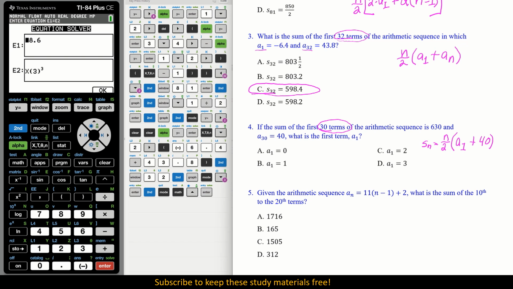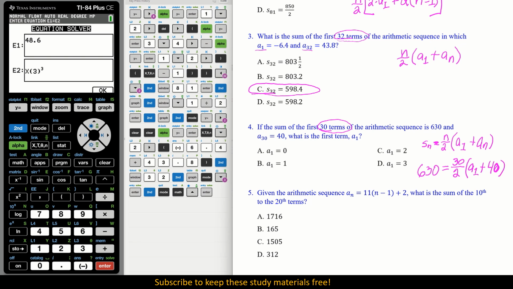We know more than that. Actually, let me just write the whole thing generally, and then I'll start substituting. S of n equals 360, and that's equal to 30 over 2, because n equals 30, because it asks for 30 terms. Then we do not have a of 1, but we do have a of n, which is 40.